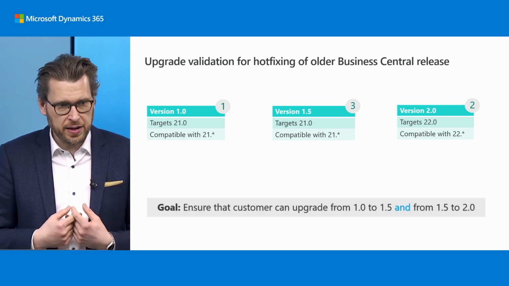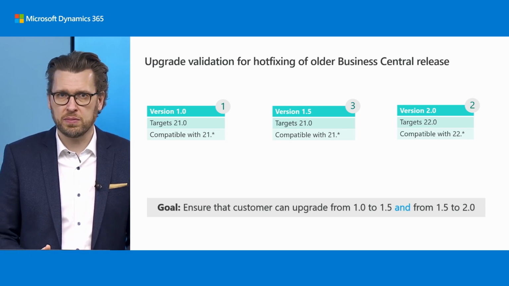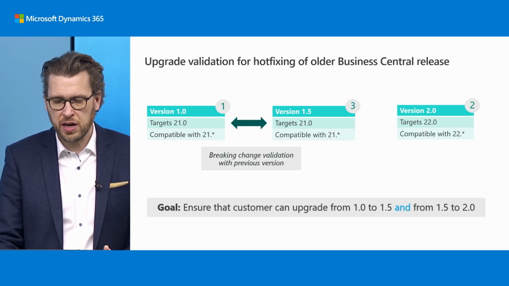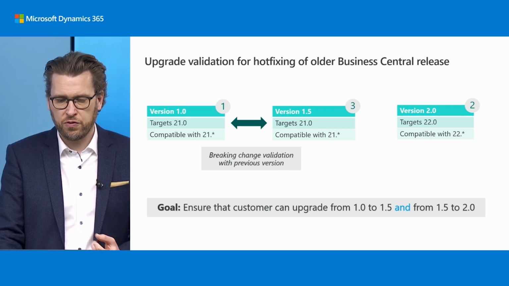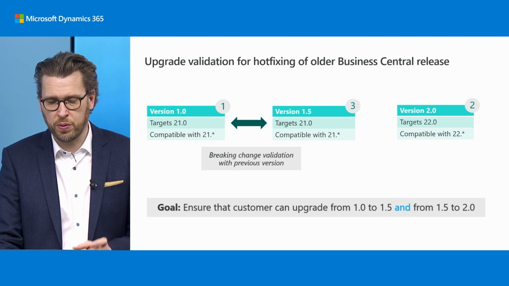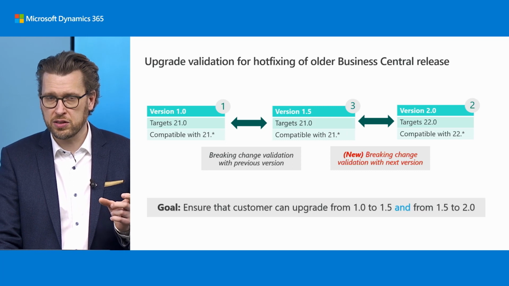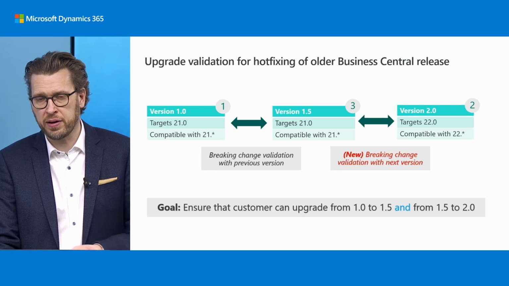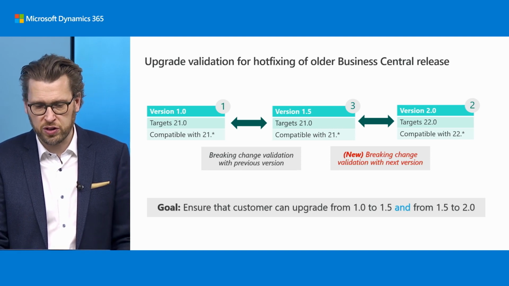Now, there is one thing that you need to keep in mind, which should be obvious, and that is that now that you can do this, we of course still need to ensure that the customers can upgrade from the hotfixed version. So when you submit this, we will not validate it against the next version, but we will do breaking change validation for the hotfix, both verify that you can go from 1.0 to 1.5, the hotfix version, but we will also now validate that customers can go, once they're hotfixed, from 1.5 to 2.0, bearing in mind that 2.0 was actually released before 1.5, right? It needs to be an upgrade path for customers.